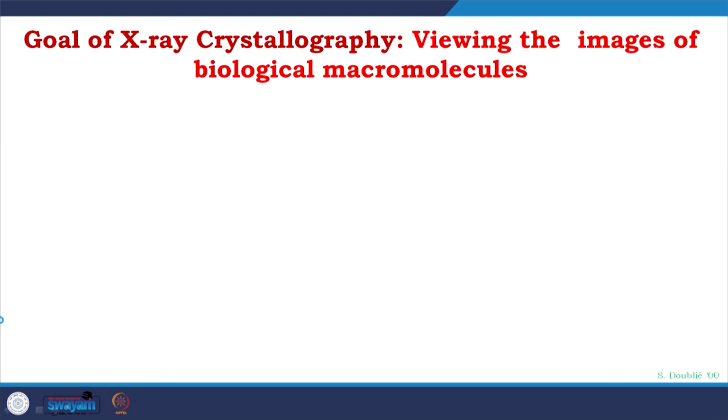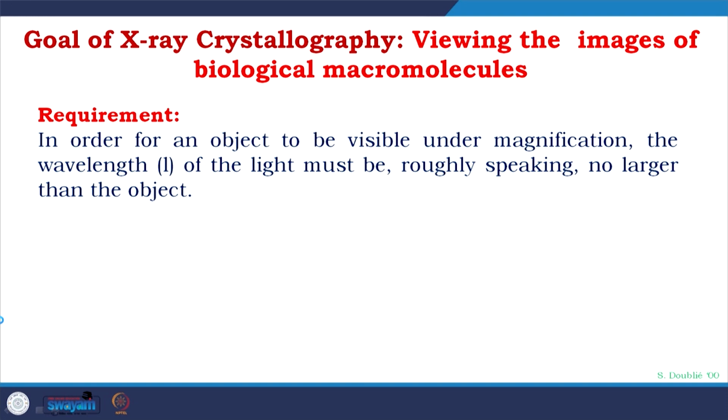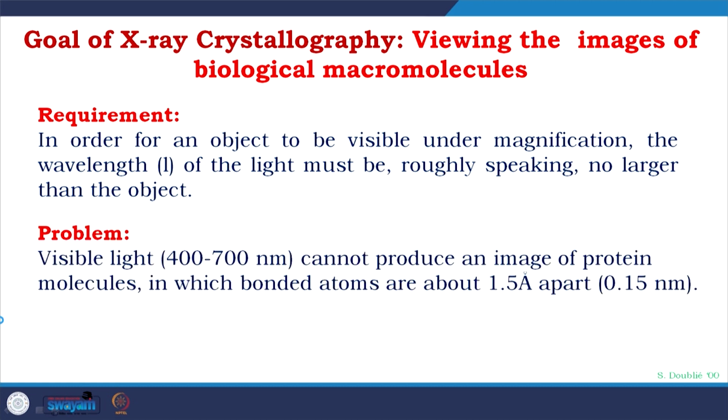The goal of X-ray crystallography is viewing the images of biological macromolecules. So, what is the requirement? In order for an object to be visible under magnification, the wavelength lambda of the light must be, roughly speaking, not larger than the object. So, what is the problem? The problem is visible light, which is 400 to 700 nanometer, cannot produce an image of protein molecule which has bonded atoms at about 1.5 angstrom apart.